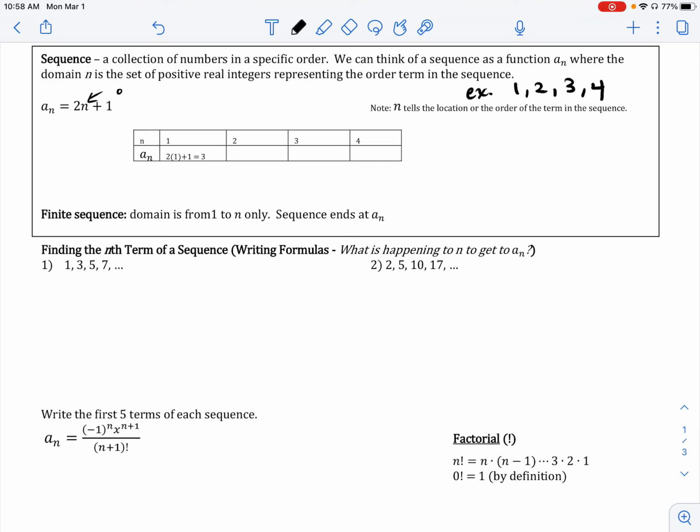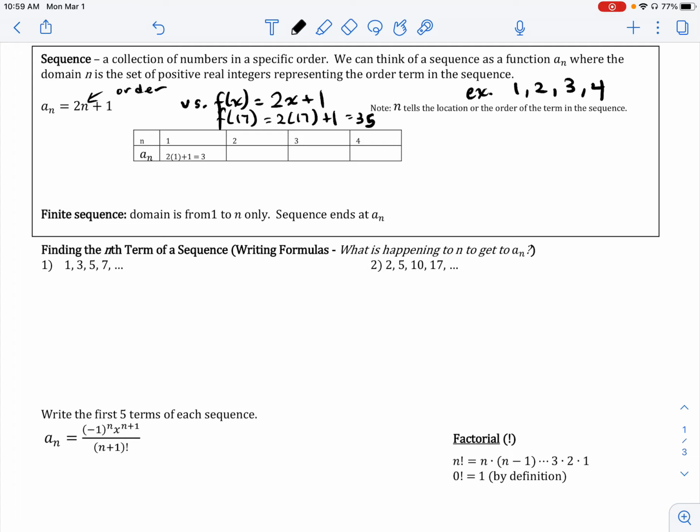So this is just our order number. We would just take whatever ordered term we're trying to find, multiply it by 2, and add 1 to it. And again, what we're doing here is not that different from what we've done so far with functions. If I were to say something like f of x is equal to 2x plus 1. If I wanted to find the 17th term in this sequence, it would be equivalent to evaluating this function at 17, saying 2 times 17 plus 1, which would be 35. Okay? So n simply tells us the location or the order of the term in the sequence.